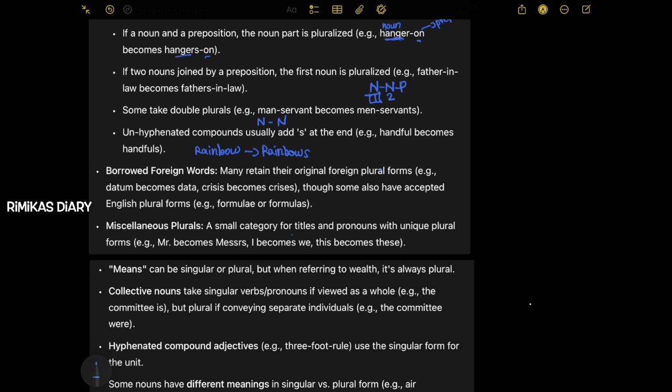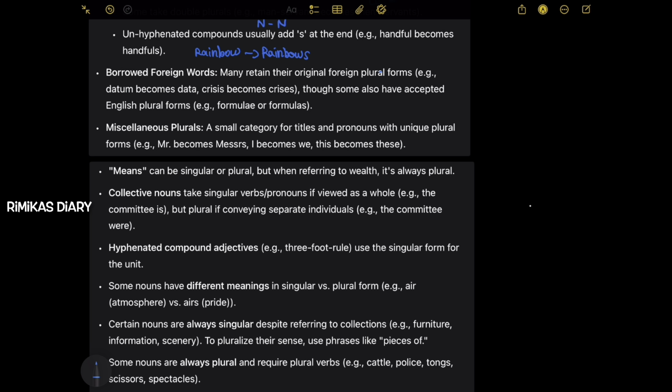Next, miscellaneous plurals. A small category for titles and pronouns with unique plural forms. Example, Mr. becomes Messrs., I becomes we, this becomes these. Means can be singular or plural, but when referring to wealth, it's always plural.